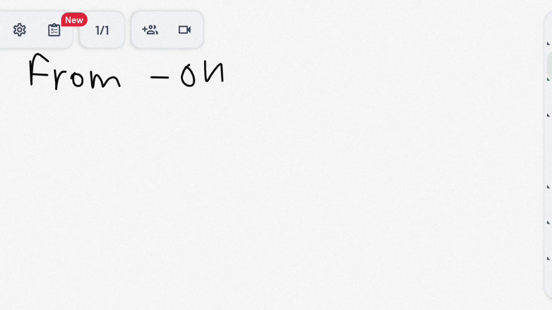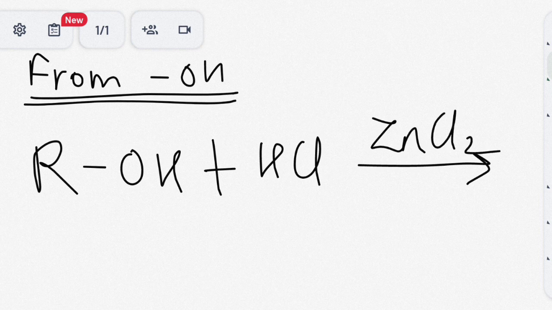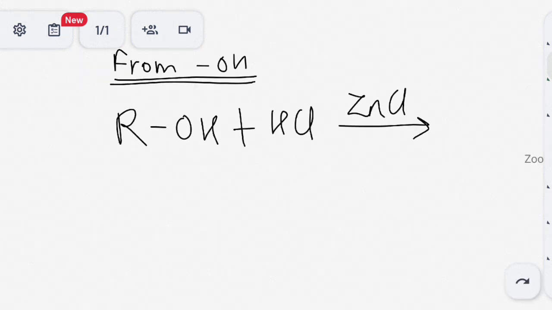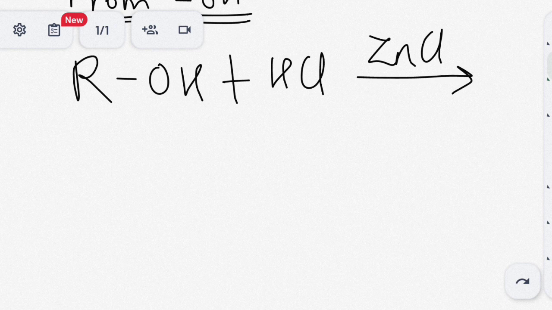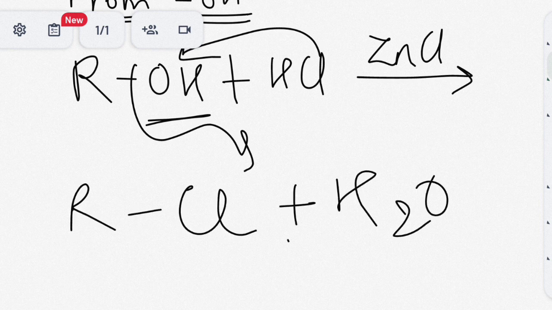Now we will start with the preparation of haloalkanes. First we will start with preparation of haloalkanes from alcohols. The first reaction is ROH plus HCl in the presence of catalyst ZnCl2. Basically here the OH2 will be removed by Cl, so you get RCl plus H2O. So this is the first reaction.